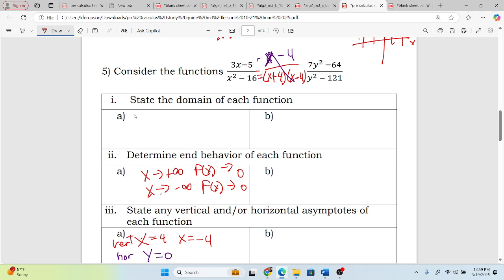And then the domain is all real numbers except for 4 and negative 4. So that's how I would do that. So anybody got any questions on that? What's up?